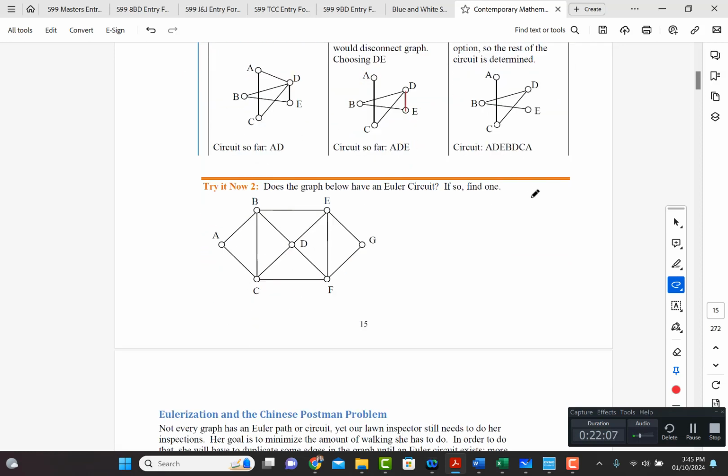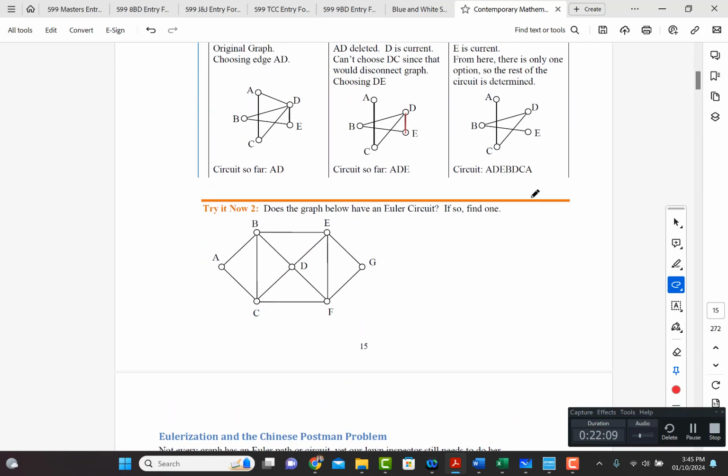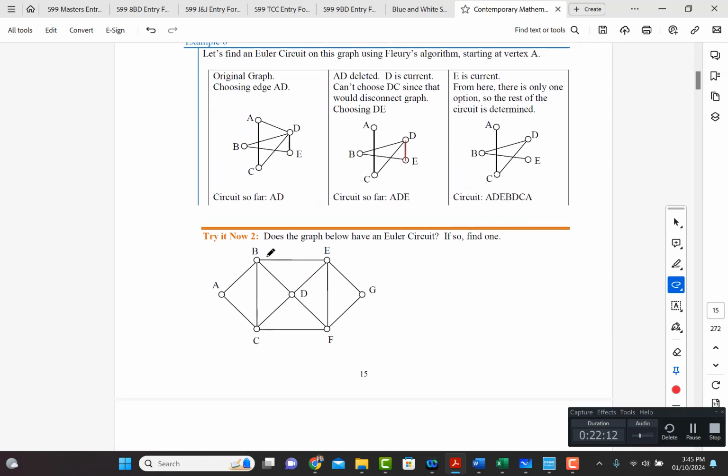Okay, so now let's look at this one here. So what we're going to do is we're going to see if this has an Euler circuit. So again, if we look at each of the vertices, right? So this one has 2. This is a degree 4. Degree 4. 2. 4. 4. 4. So they all have even degrees. So guess what? There is an Euler circuit. It does exist. So let's find one.